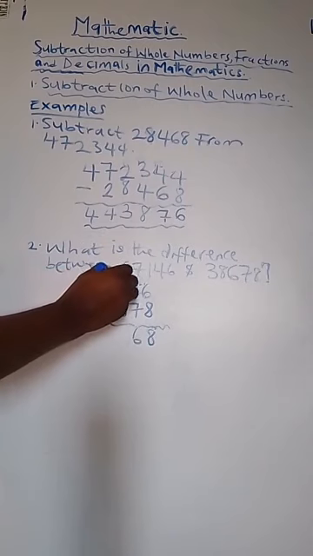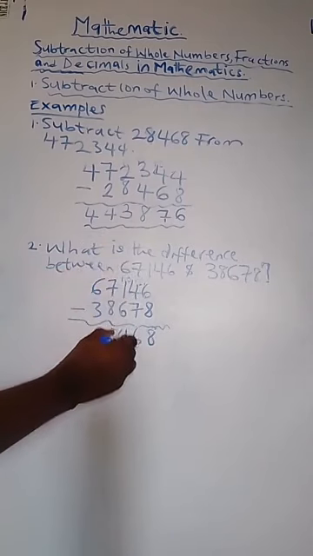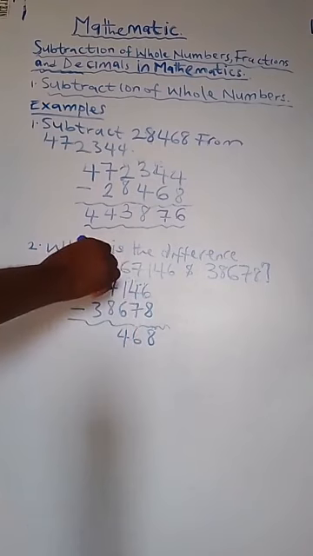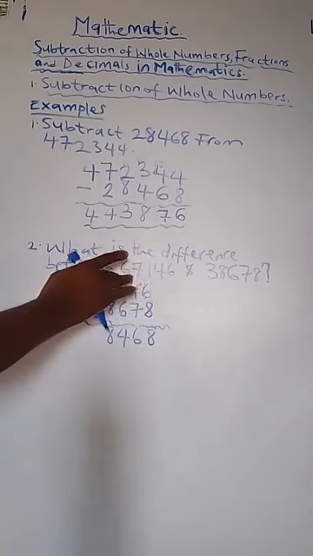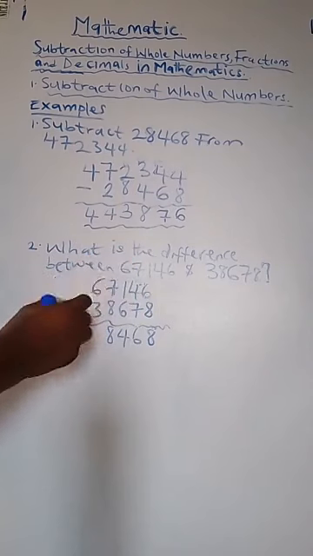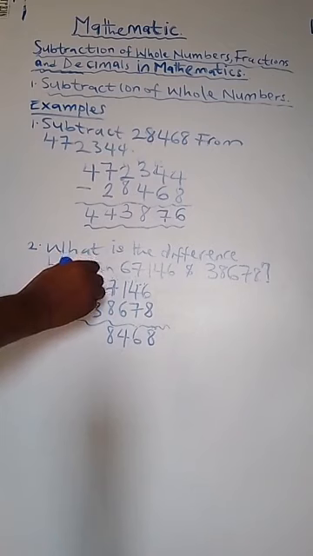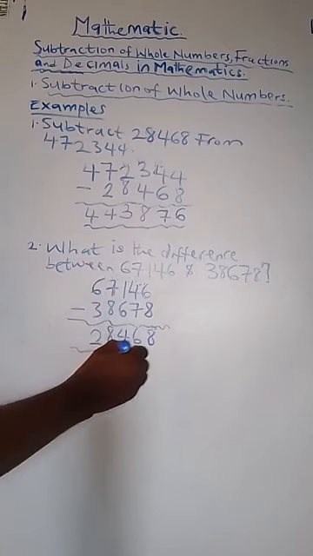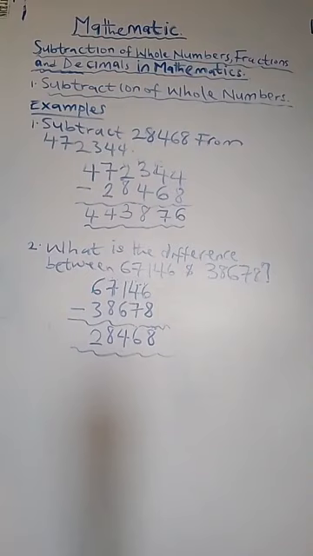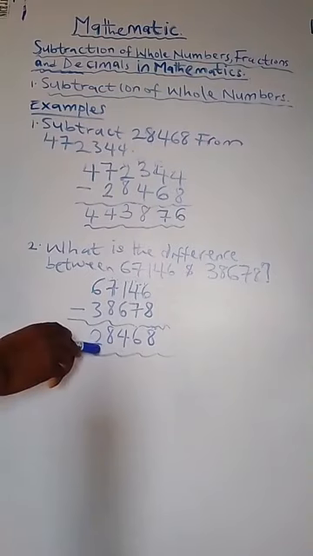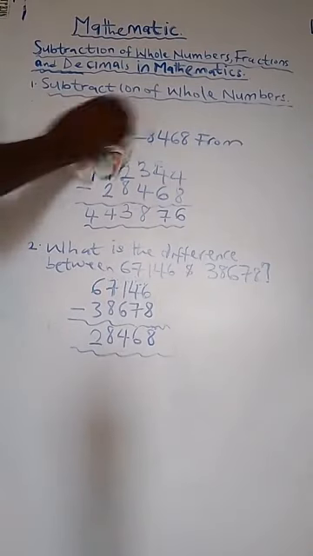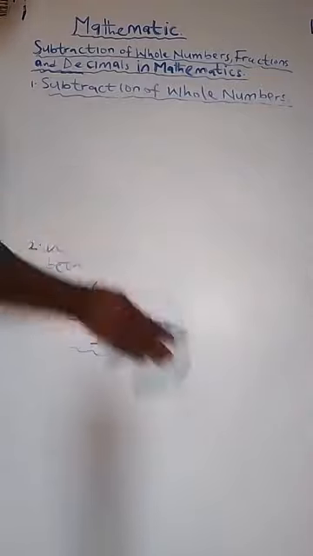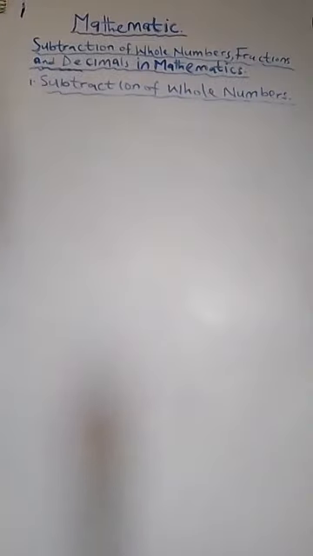This place will become 10, right? So 10 minus 6, 4. So I've removed 1 from here before. So what I have here is 6. So 6 minus 8 is still not possible. I'll borrow 1 from here. So this place is 16. So I'll now say 16 minus 8 is still 8. Now what I have here is not 6 again, it is 5. 5 minus 3, 2. So the difference between 67,146 and 38,678 is 28,468. So that is a very simple way of performing subtraction operation on whole numbers in mathematics.